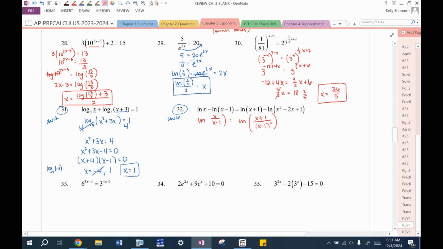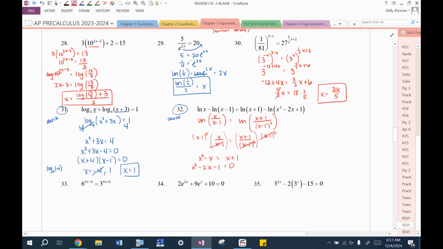So for this one, if I set these equal to each other, I get x over x minus 1 equals x plus 1 over x minus 1 squared. Now this is a rational equation, and I can get rid of the x minus 1s by just multiplying by x minus 1 squared. That would cancel out both x minus 1s. And so that would leave me with x times x minus 1, or x squared minus x. And on this side, it would leave me with x plus 1. And let's get this equal to 0. So x squared minus 2x minus 1 equals 0.